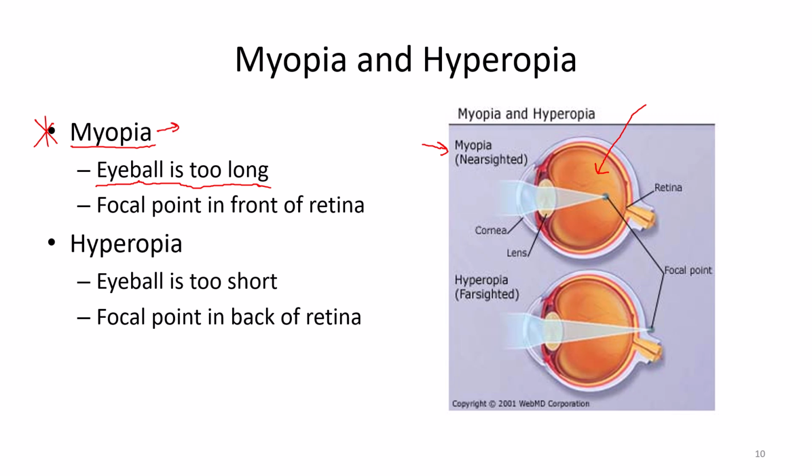So I'm going to put a note here: not able to see far away as well as other people. Versus hyperopia, which is the opposite. This is called farsightedness. Here the eyeball is too short and the focal point ends up being behind the retina. So now the person is not able to see objects that are close up as well.